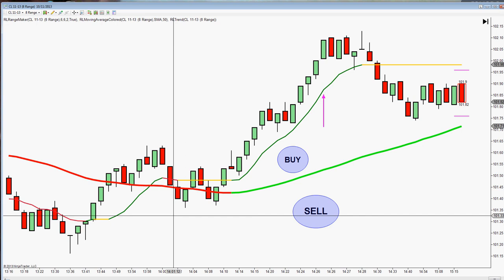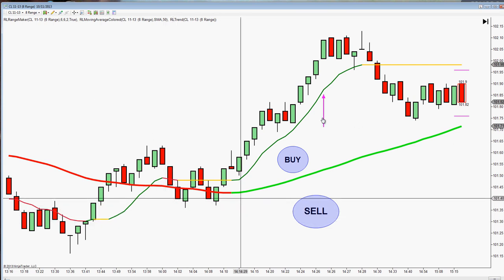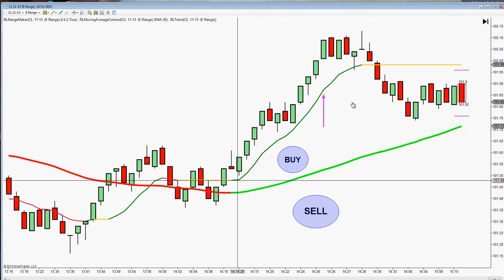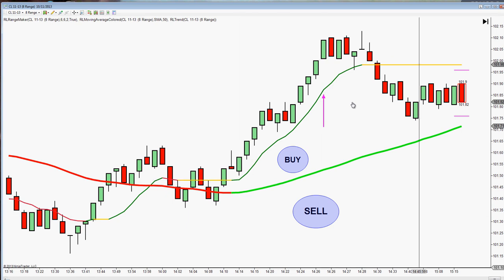Now we already know that we need to be above the 50 in order to take a buy and below the 50 in order to take a sell. Now the other immutable part of the market structure setup that must be present in order for us to take a buy is that the Right Line Trend, this line, must be above the 50-day SMA, and it must be green.